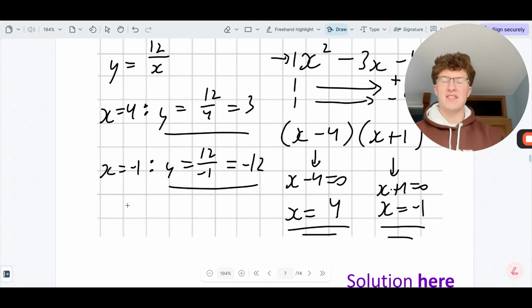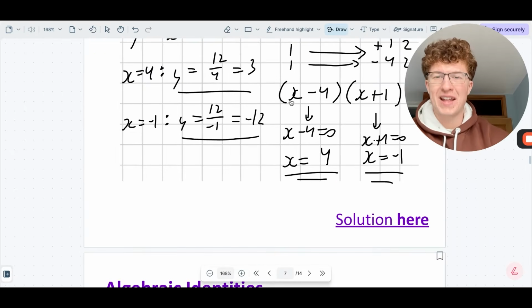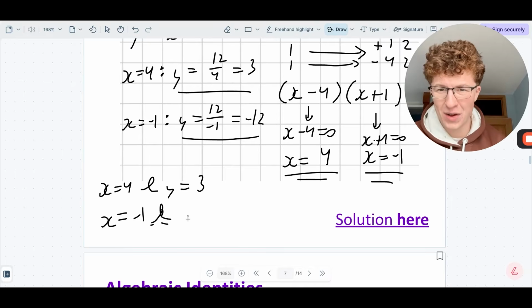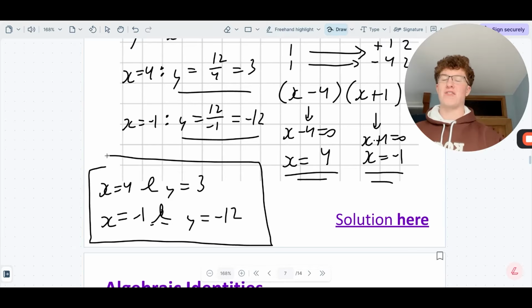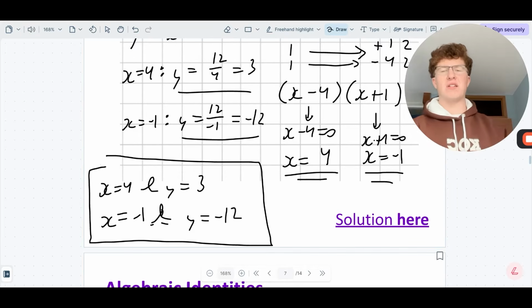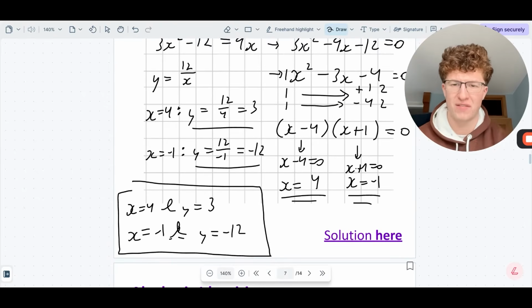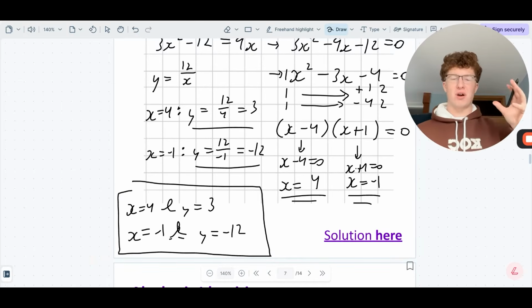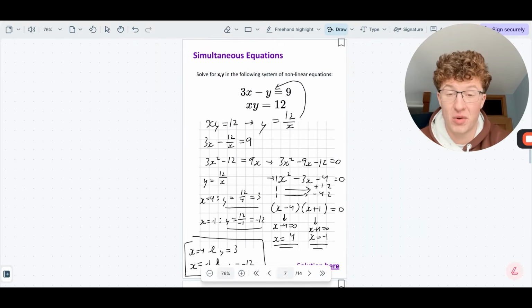So our answers to solve this for x and y are x equals 4 and y equals 3, or x equals minus 1 and y equals minus 12. So see now, we get two values for x and two values for y. That's generally how you'll end up with non-linear equations. You're going to end up getting two values for x and two values for y. Important to distinguish them. So this x value gives you this y value, and the other x value gives you the other y value. And that's all there is to non-linear equations.